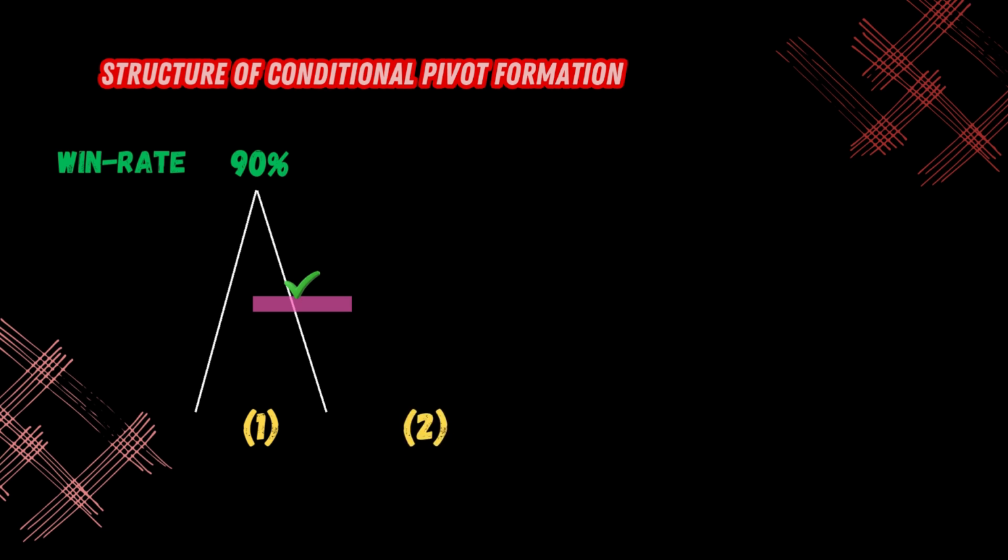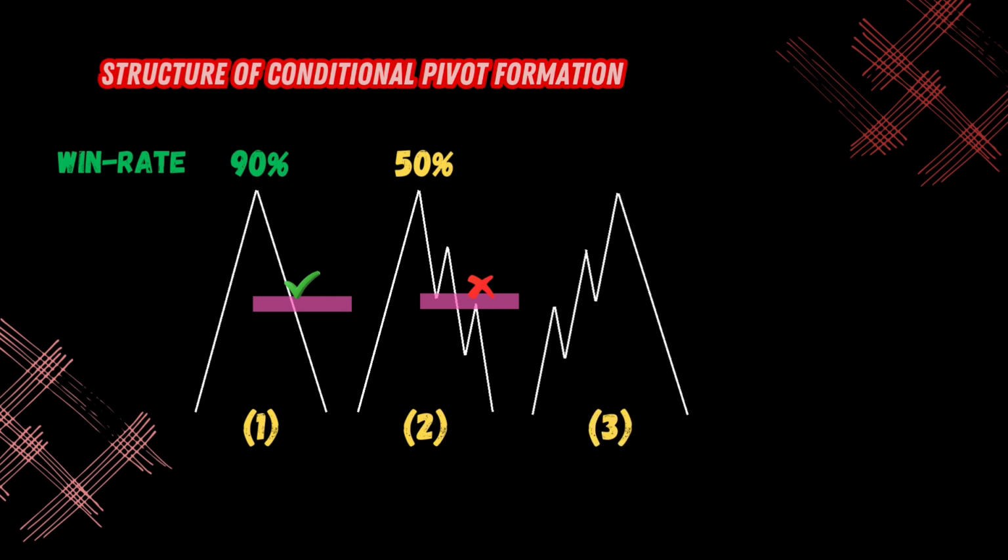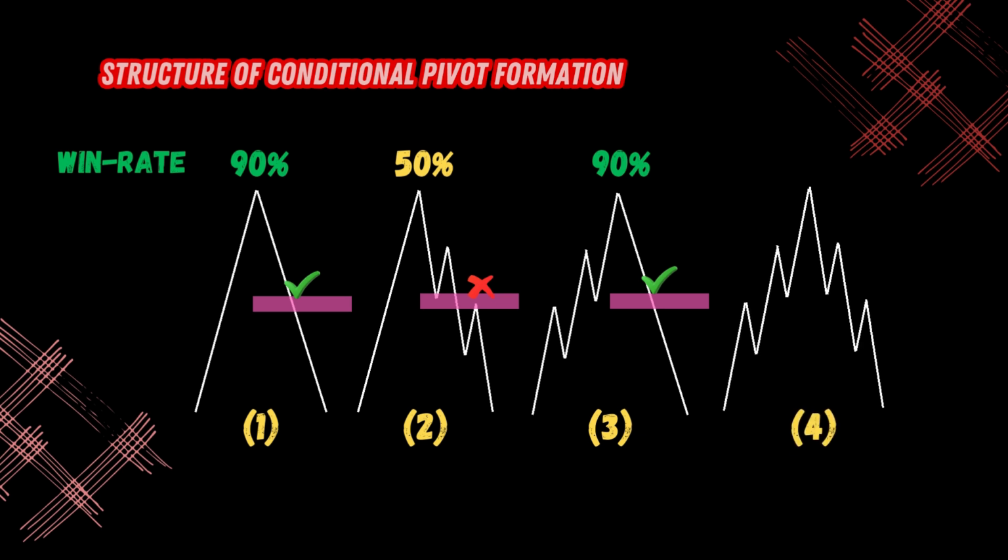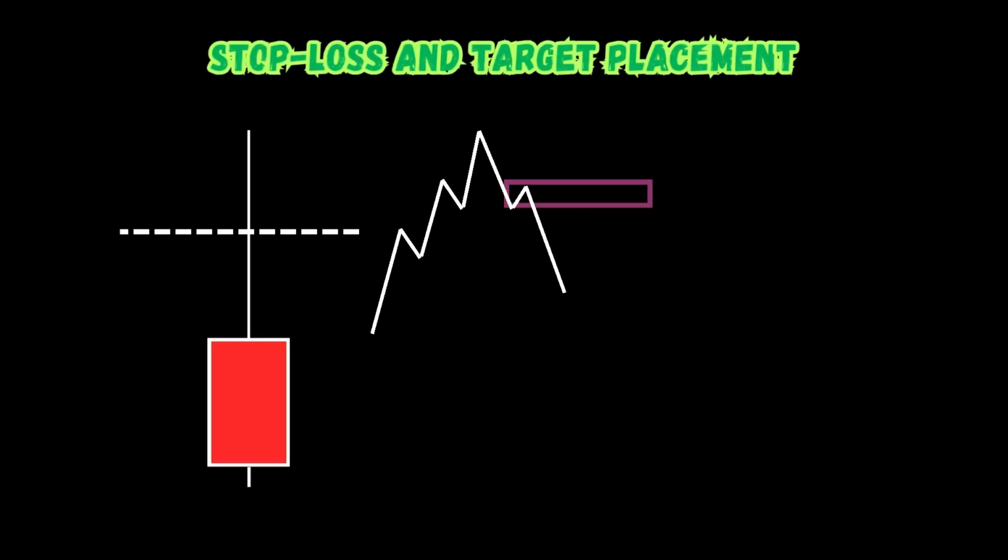2. The movement to the shadow is sharp, but the return is congested. This type of pivot has a 50% success rate because the congested return suggests weaker momentum. 3. The movement to the shadow is congested, but the return is sharp. This setup has a 90% success rate because the sellers are significantly stronger than the buyers. 4. Neither the movement to nor the return from the shadow is sharp. This setup has a 0% success rate because both movements are congested, indicating that the pivot formed during a low-volume market period.